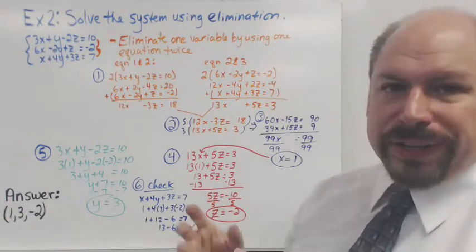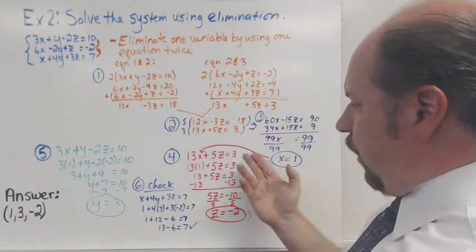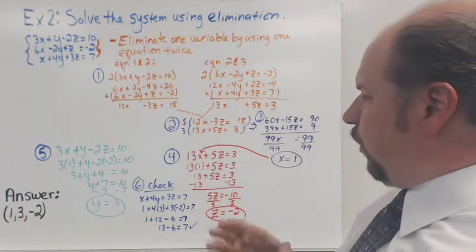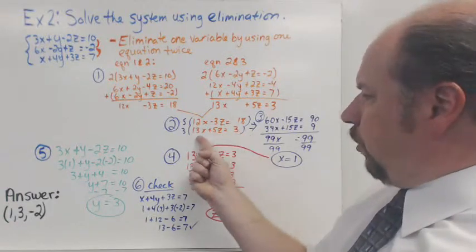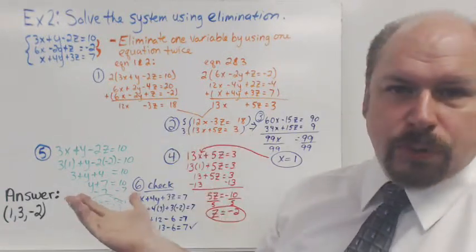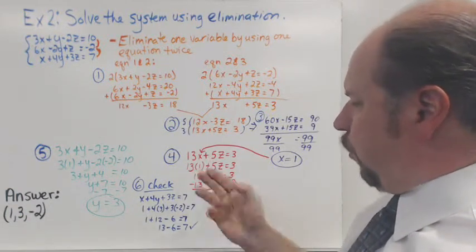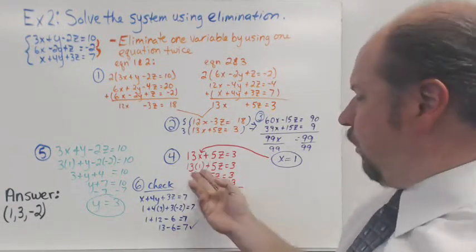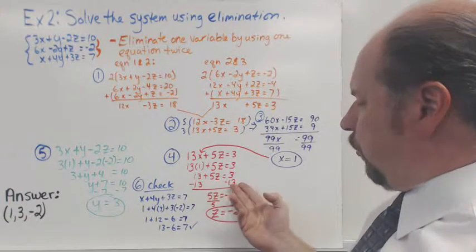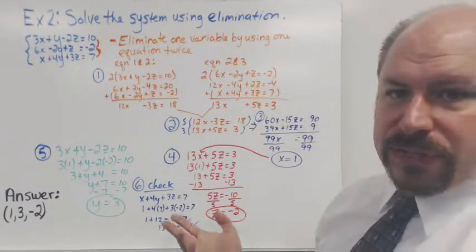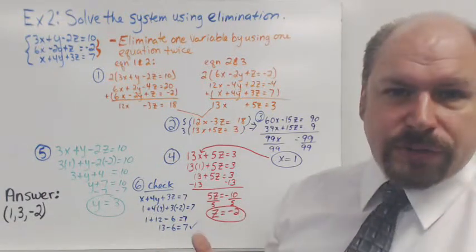Now we can work backwards from there. Take the 1 and substitute it into one of our equations. I just decided to choose this equation right here, and I'm going to substitute the 1 back in. So 13x plus 5z equals 3. Putting in 1 for x, we get 13 plus 5z equals 3. So subtract 13 from both sides. 5z equals negative 10. Divide both sides by 5, we get z equals negative 2.